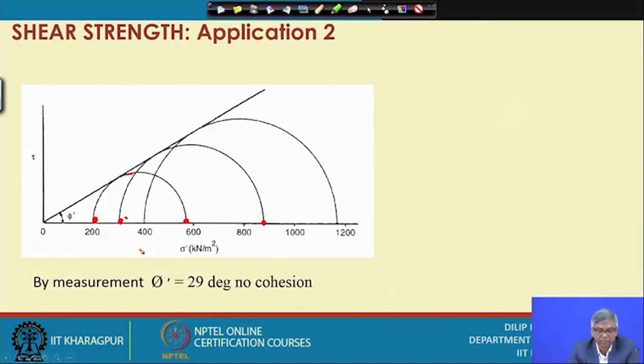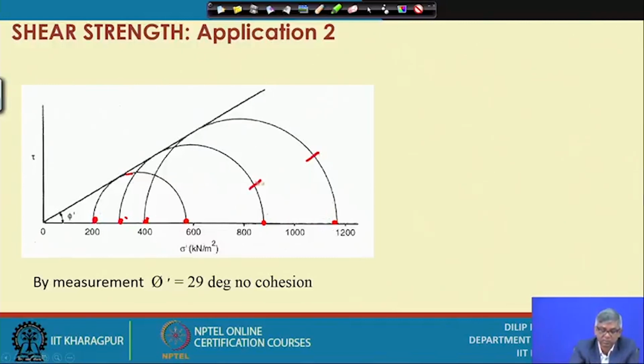That is the second circle, and the third one is 400, and 400 is sigma 3 dash, and 1162 is, this is 1200, so 1162 is your sigma 1 dash, the major principal stress. Again, this and this distance is the diameter of the circle. I can find the midpoint, and taking half of this as radius, I can complete another circle.